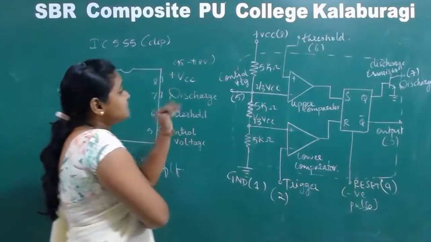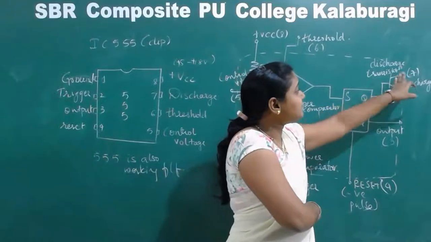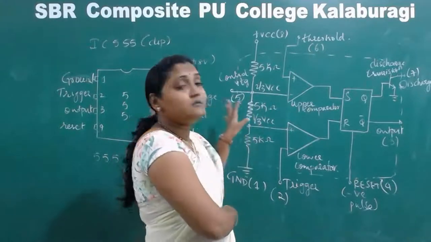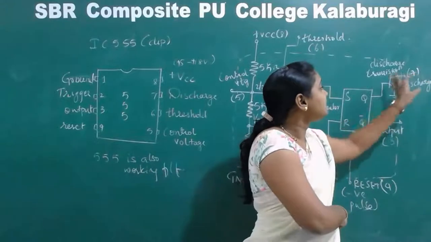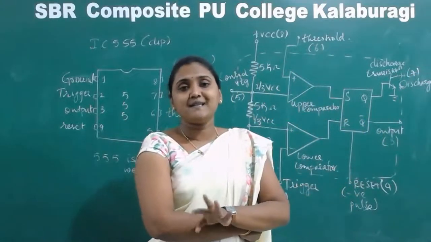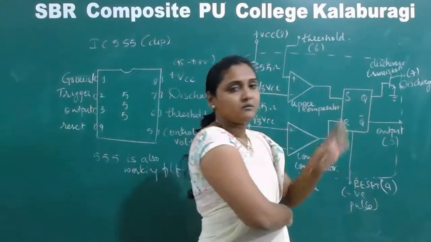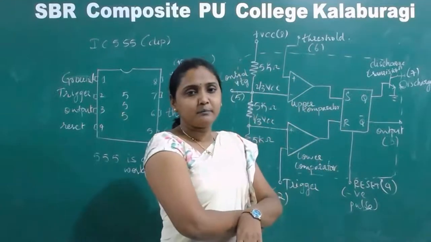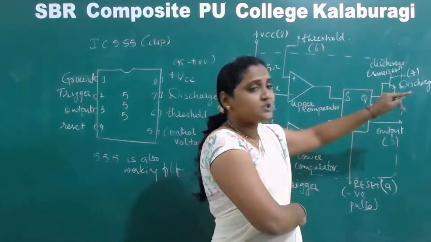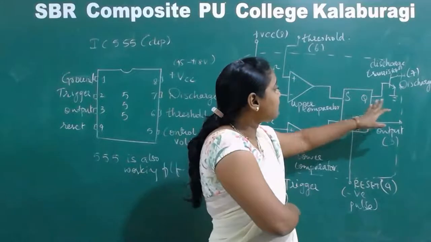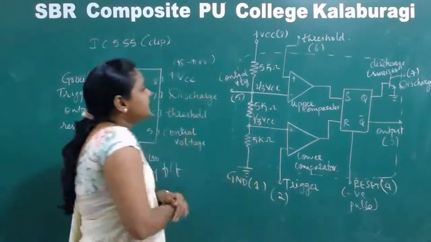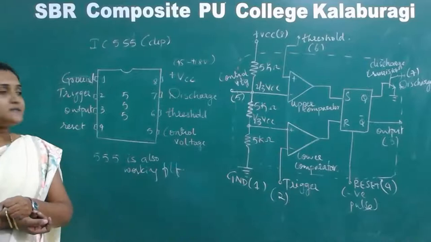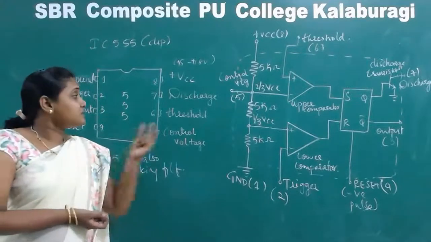Yes, that is about the threshold. Discharge is the collector terminal of the discharge transistor. The discharge pin of the 555 is the collector of the discharge transistor, where the transistor switches between the saturation and cutoff depending on the output of the flip-flop. If the output is set, taking the base as high, it will move to the saturation and cutoff region respectively, depending on the output of the flip-flop. That's it. So this is about the internal and the pin diagram and explanation for each of the pins of the IC 555 dual inline package, 8 pins.